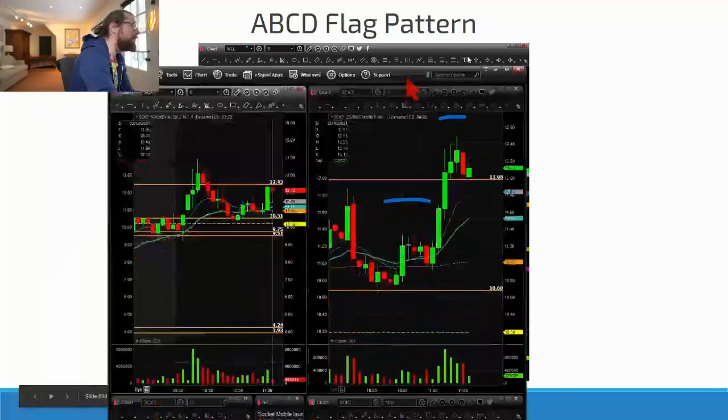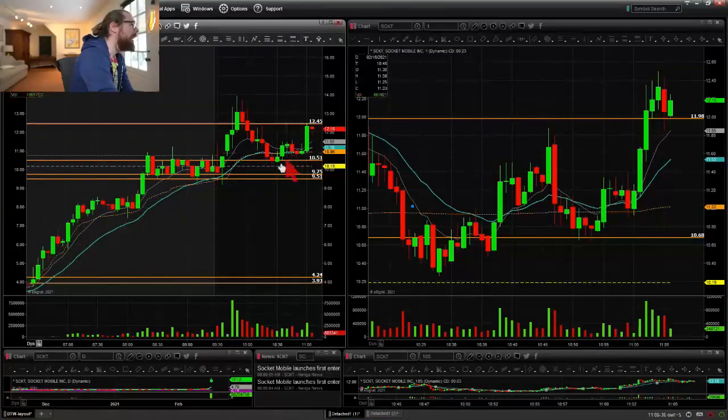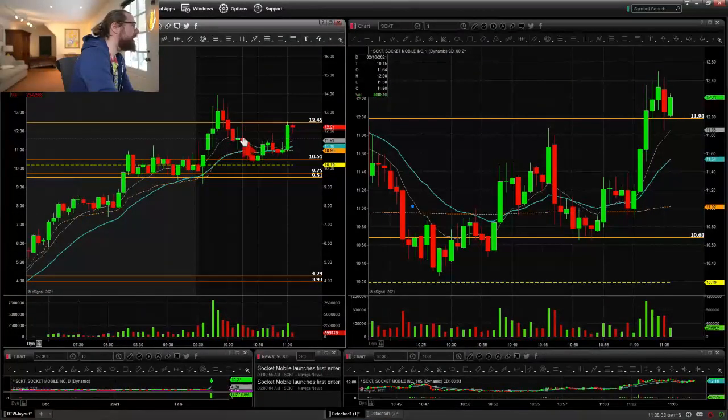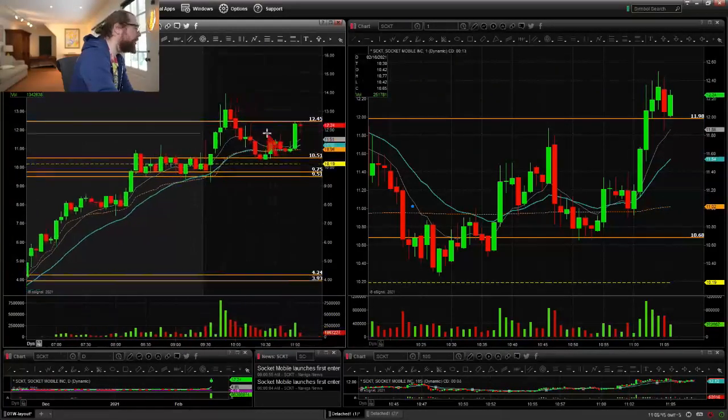Actually, right now, just for reference, this is a nice pivot that's happening on SCKT. We have this high back here. I'd already drawn that line. I drew the high of this candle here, which was about 12.46. And then, lo and behold, it comes back up and hits its head on that same level.